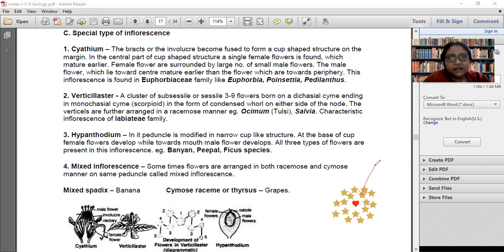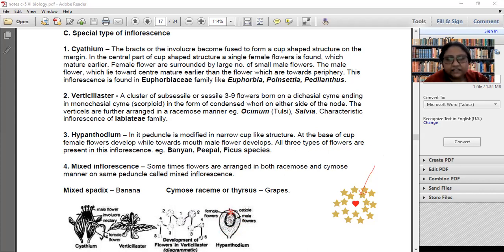Next is hypanthodium. It is observed in case of banyan trees, like Ficus bengalensis. आप में से किसी ने banyan tree का flower नहीं ही देखा होगा. What happens over here? Here the peduncle, you know that in case of flower, there is a rachis or peduncle in which the flowers are to be mounted. It is modified into a cup-like structure. Do not get confused between cyathium and hypanthodium.